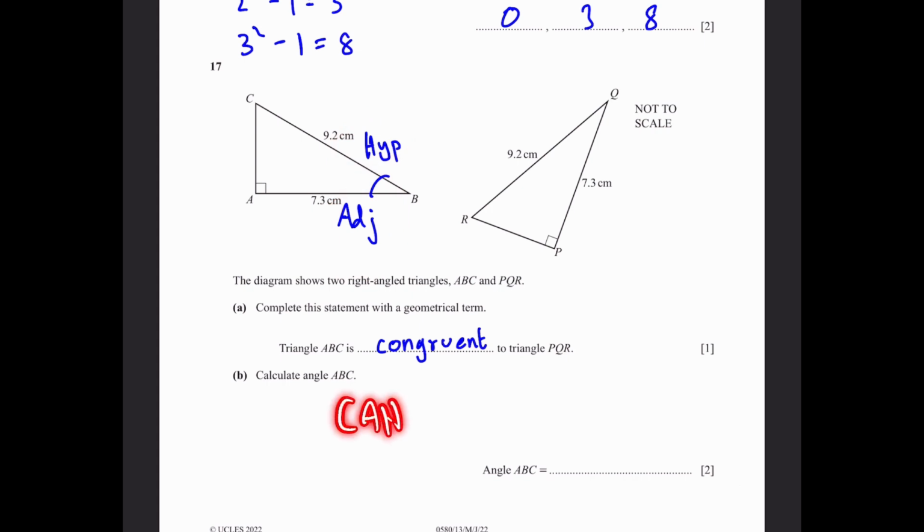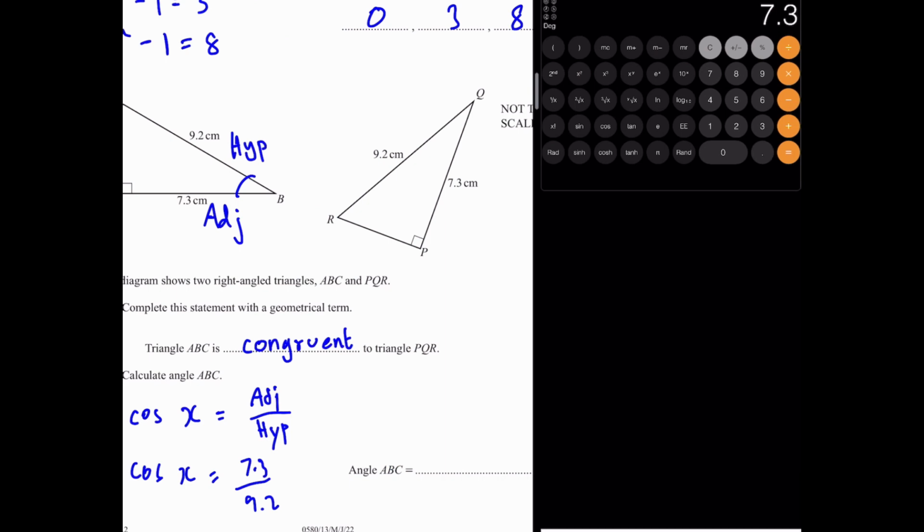It's CAH, right? CAH means cos x, which is the angle, is equal to adjacent by hypotenuse. And cos x is equal to adjacent by hypotenuse, 7.3 by 9.2. So get our calculator out. 7.3 divided by 9.2 is equal to 0.7934... Now x is equal to the cos inverse of this number.